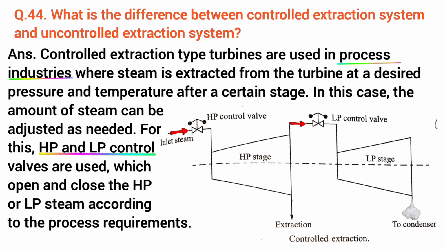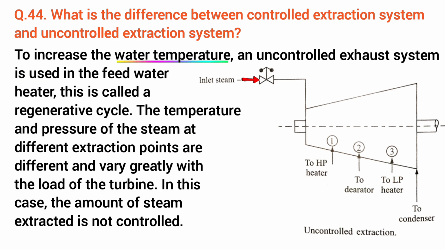the process requirements. To increase the water temperature, an uncontrolled extraction system is used in the feedwater heater. This is called a regenerative cycle. The temperature and pressure of the steam at different extraction points are different and vary greatly with the load of the turbine. In this case, the amount of steam extracted is not controlled.